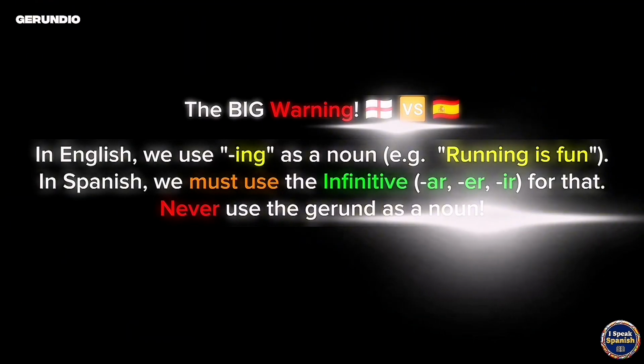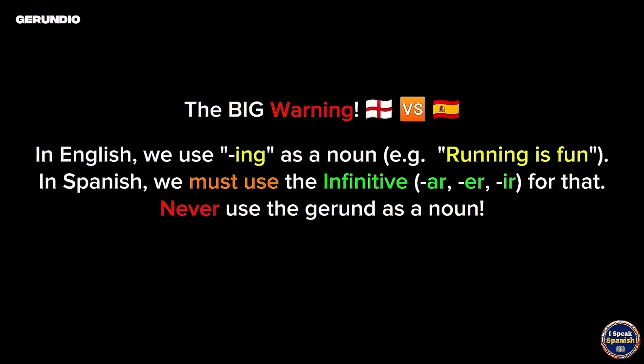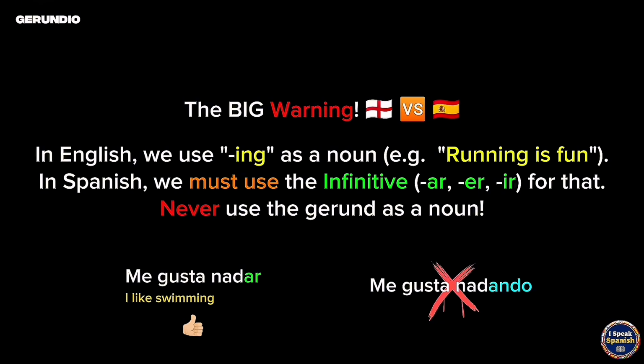Now, my friends, here's the big warning. In English, we use ing for activities like, for example, I love swimming or I love cooking, right? But in Spanish, you never do this, alright? If it is a general activity, use the original verb, the infinitive, okay? So, for example, this is correct. Me gusta nadar. Me gusta nadar. And this one is incorrect. Me gusta nadando. Doesn't make sense, sounds terrible.